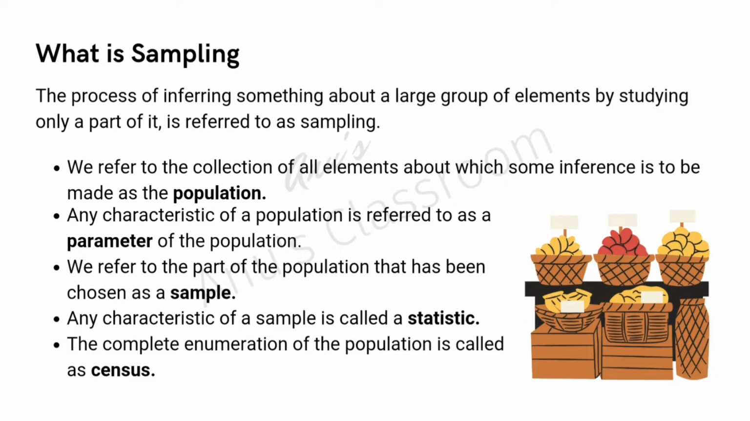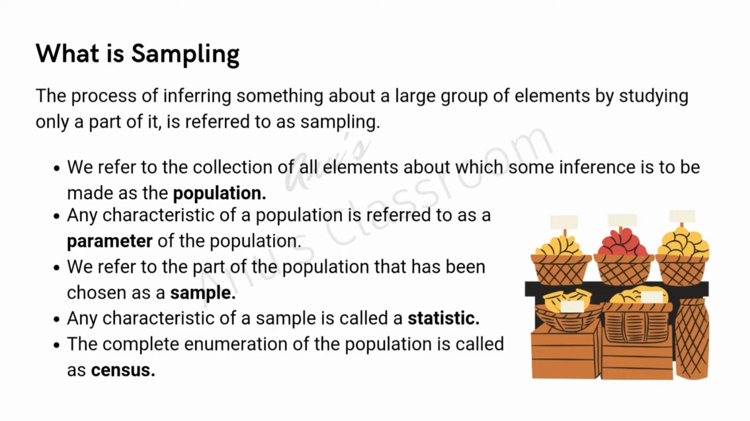And why we go for that is because we want to find out something about the larger group of elements. If it is grapes, then the whole bunch of grapes, or if it is a biscuit, then the whole category or whole packets of biscuits that you will be seeing of the same Britannia or Dark Fantasy, whatever it is, in the market, and deciding to buy it by just studying a small sample of it or only a part of it. That is referred to as sampling.